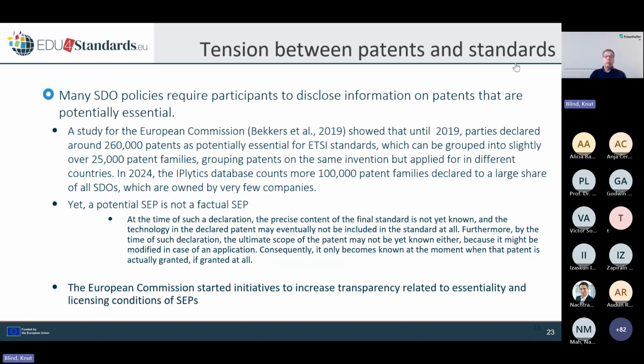There was some dissatisfaction by the European Commission about this situation, and then they kicked off different initiatives to increase the transparency, to find out what is really essential on the one hand, and then the other ambition was to really make it a little more transparent what the licensing conditions are. That happened 5 years ago.